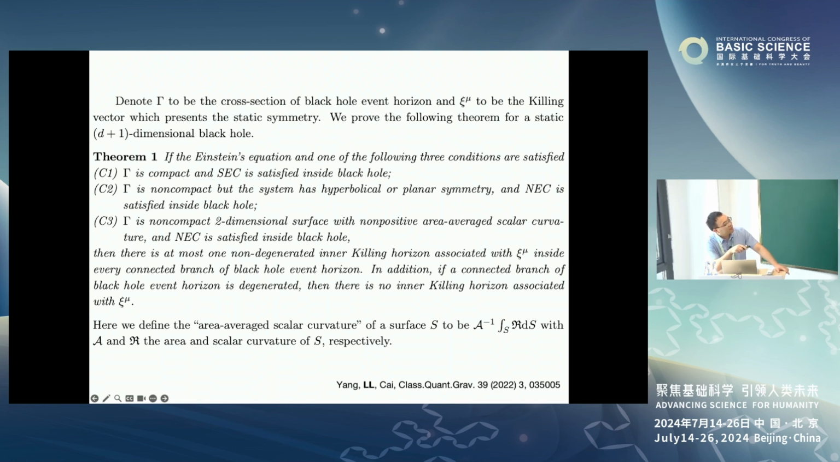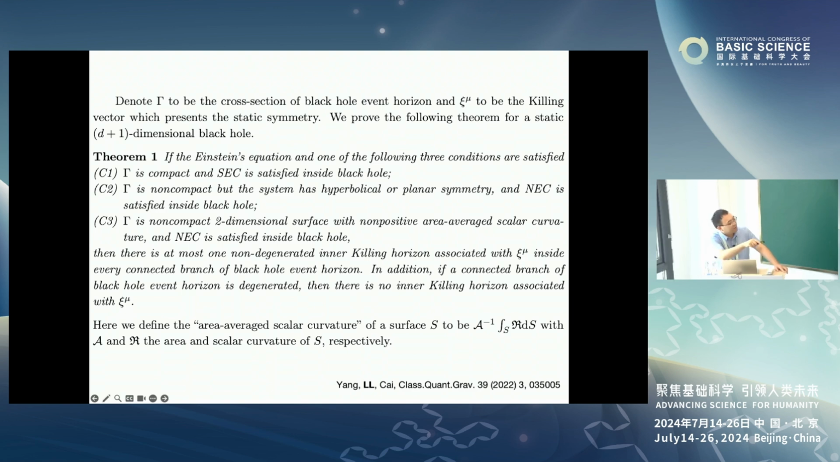So let's denote gamma to be the cross section of the black hole event horizon, and mu to be the Killing vector, because we consider a static black hole. It has a time-like Killing vector. Okay, we can prove the following result. So first, if the Einstein equation and the following three conditions are satisfied, we can show that there is at most one inner Killing horizon or Cauchy horizon inside the black hole.